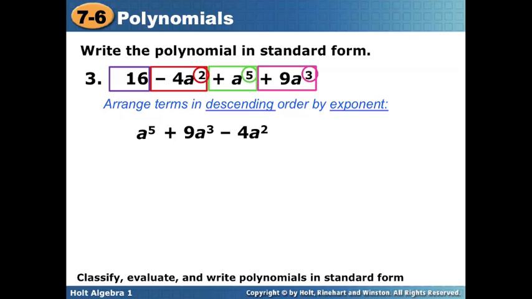Finally, we will add a positive 16. Again, remember, you could think of this as a to the 0. 16 times a to the 0 would just equal 16.